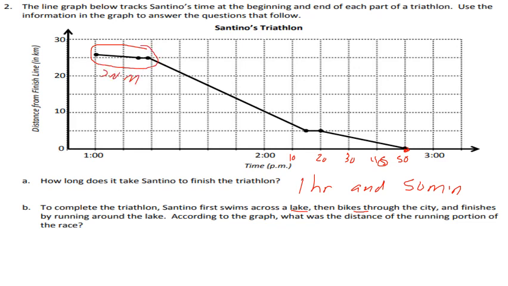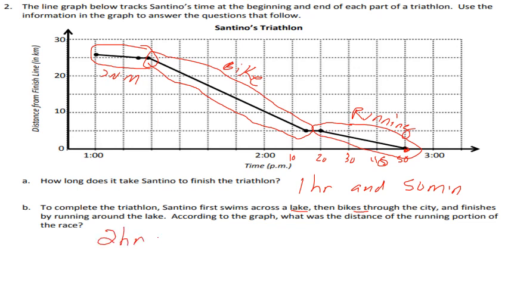And then it says he bikes through the city, and we can tell by this steady decrease here over the time. This is the bike. And the last thing it says he finishes by running around the lake. And we can see here that this one is not as fast as this one, so he's running. So it makes sense that he'd be running from the 2 hour, 20-minute time frame till the 2 hour, 50-minute time frame.